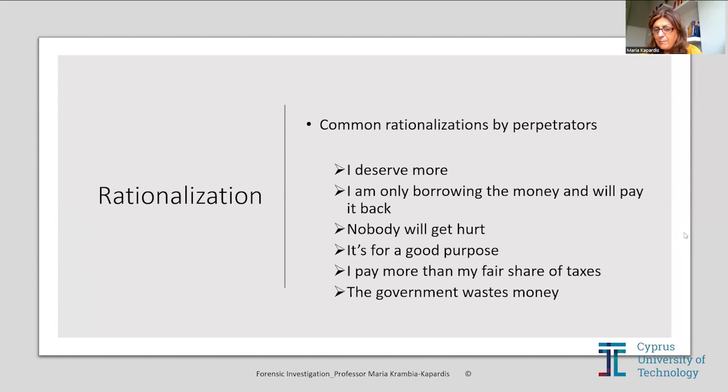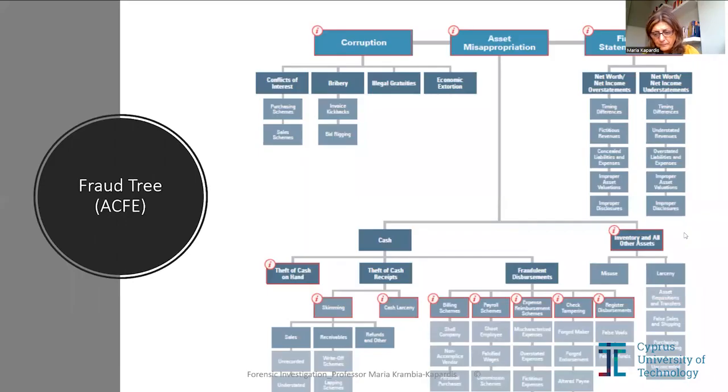I pay more than my fair share of taxes. So why should I declare this additional income? Why should I lodge a tax return? Why should I be telling the government that I am doing this second job? The government wastes money. So I deserve some money for my family.